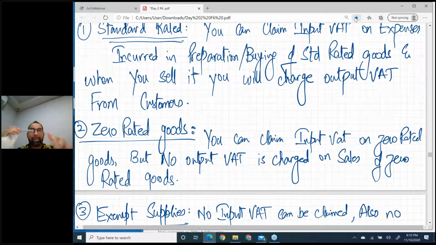But when you sell zero rated goods to any party, you won't charge any output VAT from that party.